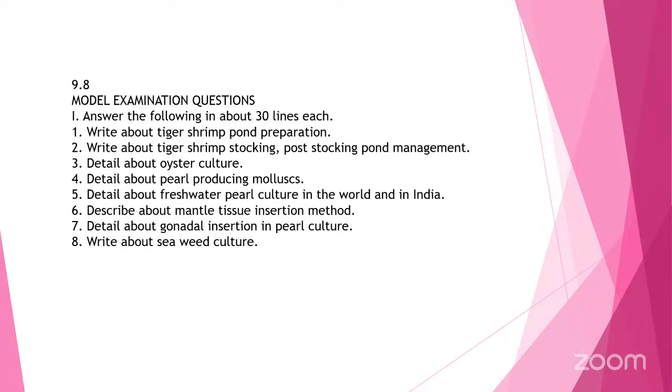Answer the following questions in about 30 lines each. Write about tiger shrimp pond preparation. Write about tiger shrimp stocking and post-stocking pond management. Write in detail about oyster culture. Write in detail about pearl producing mollusks. Write in detail about freshwater pearl culture in the world, in India and in Andhra Pradesh. Describe the mantle tissue insertion method. Write in detail about gonadal insertion in pearl culture. Write about seaweed culture.